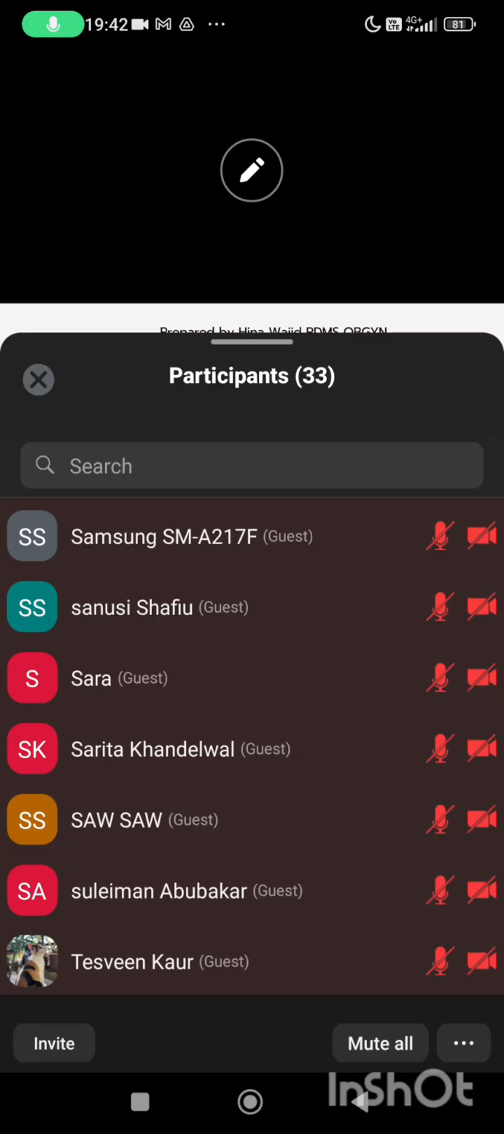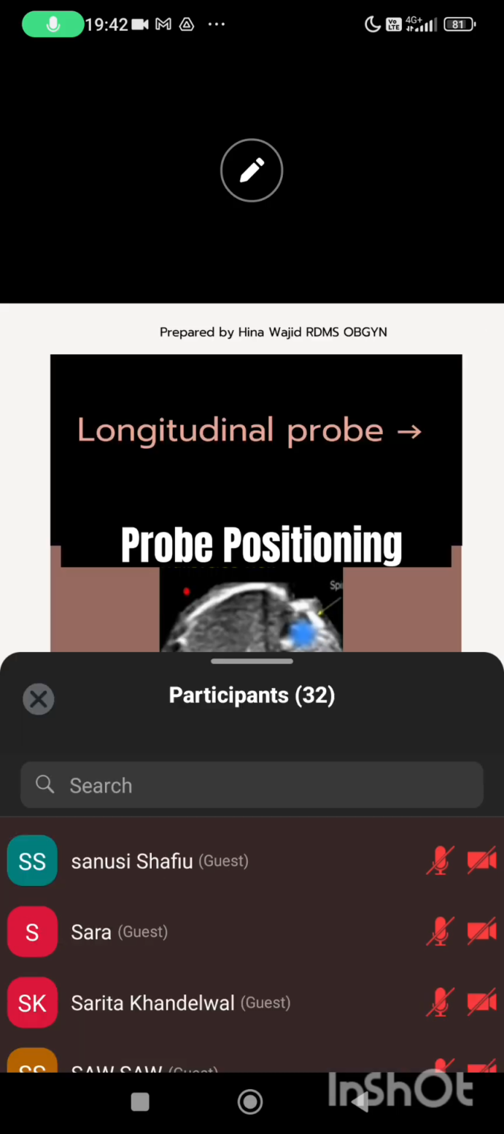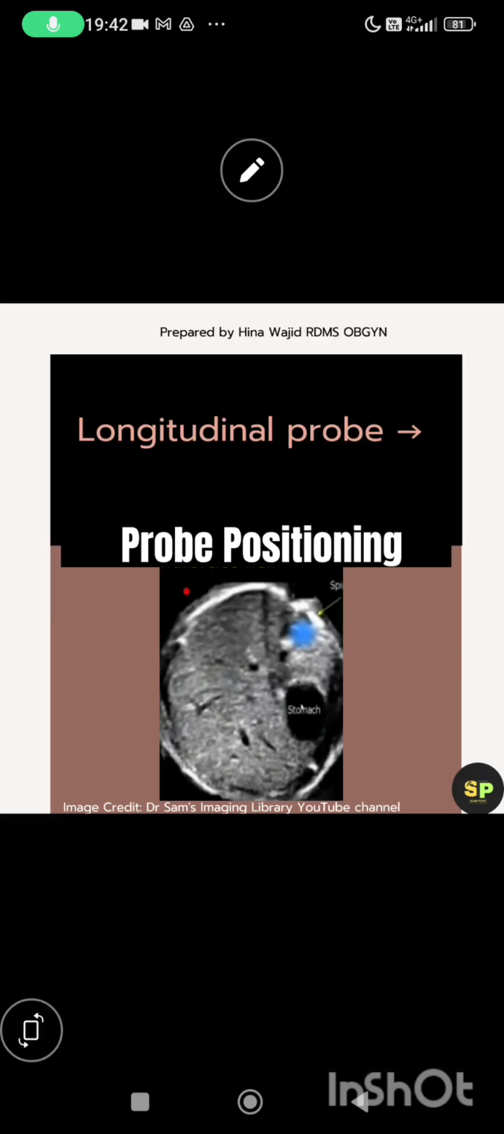So now there's a quiz. Tasween, can you give me the answer? If the probe is longitudinal and you see this type of cross section, then what about the fetal presentation? This is longitudinal, anti-clockwise. Head right. Head right, yes, transverse position. Breech. Transverse. Yes.